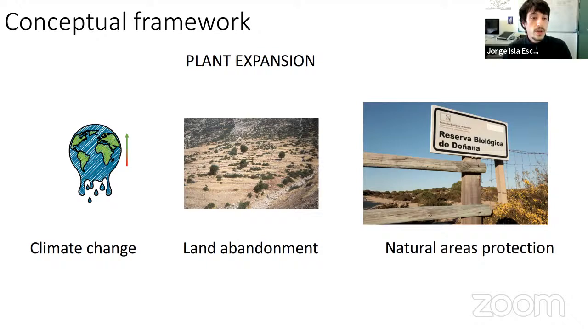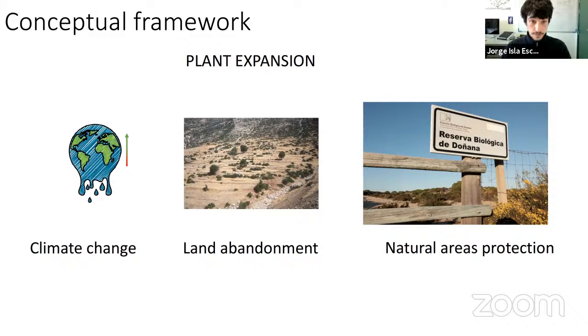The other factor with a very important effect on plant movements, and here in Spain we are a very good example of this, is the abandonment of farmlands, which facilitates the recolonization of many areas by many plant species. And the last one, and here also we have in Doñana a very good example, is the protection by conservation policies of new areas that promote the colonization of these areas by natural species.